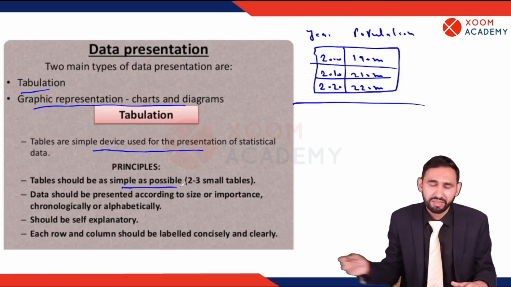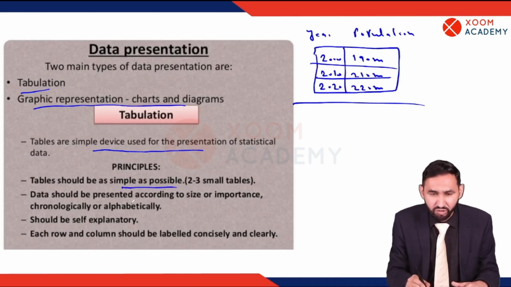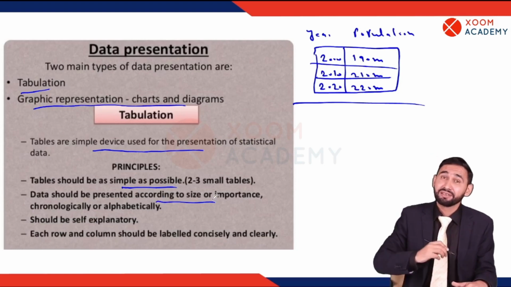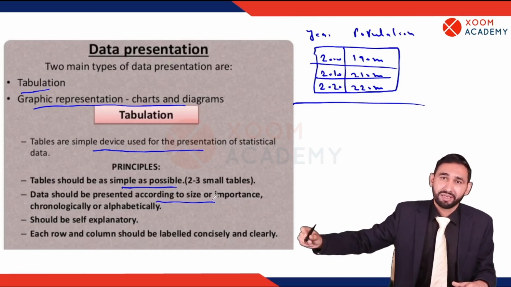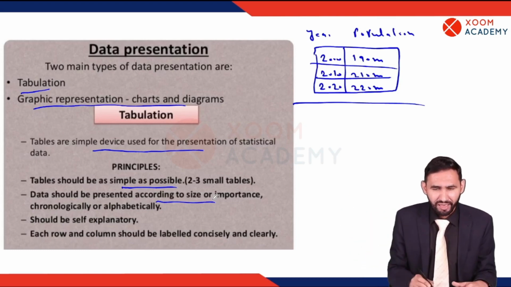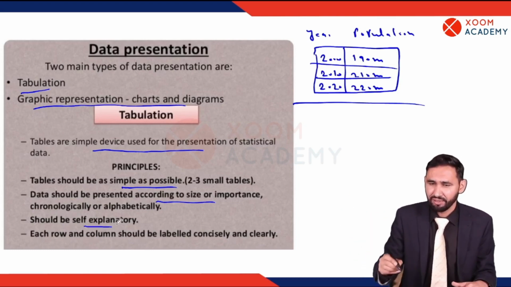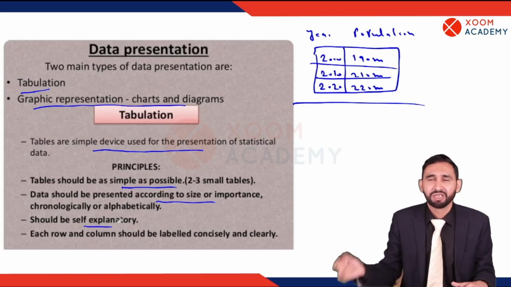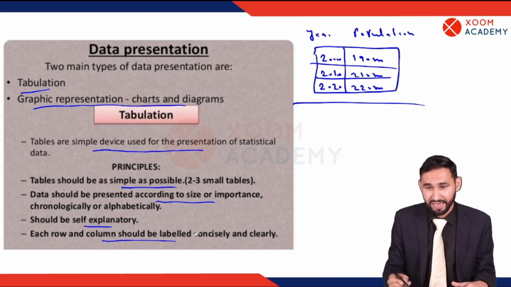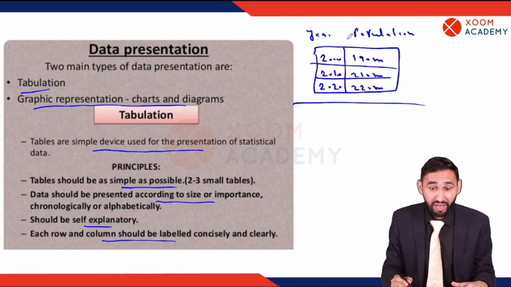There should be two, three tables. There can be four tables. Data should be presented according to size. Yes, size is important. Let's assume that there is a huge amount of data. So we can simplify it. We can create class intervals. And it should be self-explanatory, like this table. It is self-explanatory that the population of Pakistan is growing with time. Each row and column should be labeled. Yes, we have labeled the number of years and we have labeled the population. So labeling is a must.